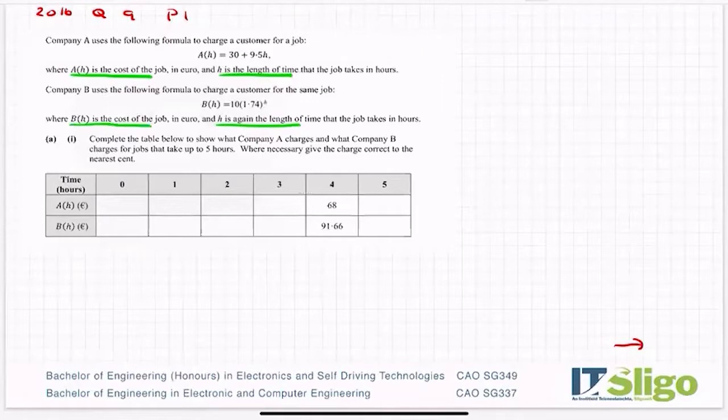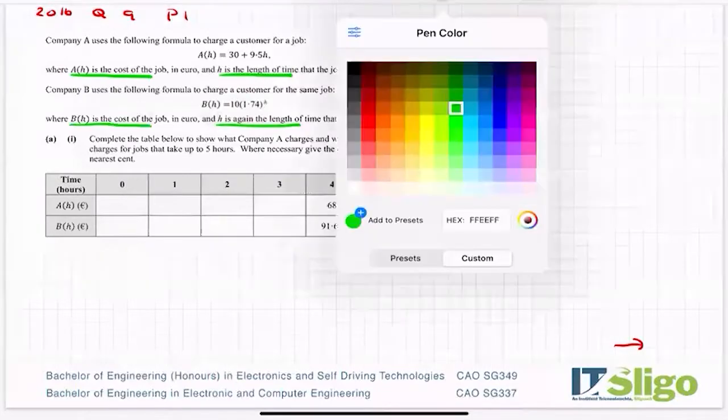So part A asks you to complete the table below to show what company A charges and what company B charges for the job that takes up to 5 hours. Where necessary, give the charge correct to the nearest cent. Okay, so there's a couple of ways of doing this. I'm going to do what I'm going to call the long way first.